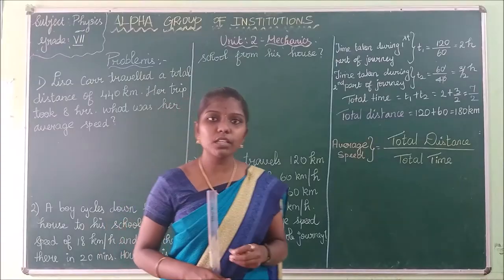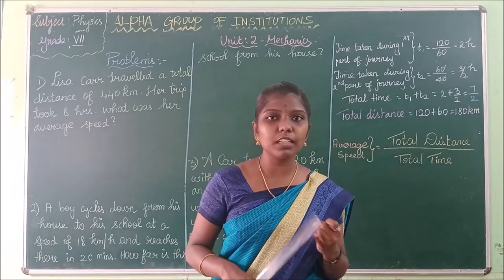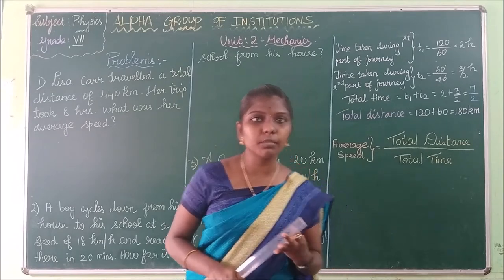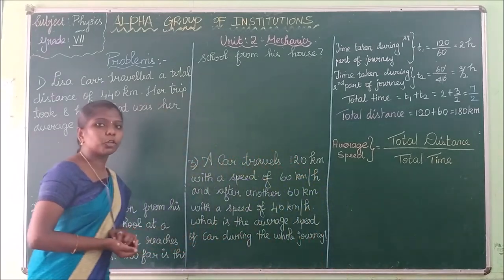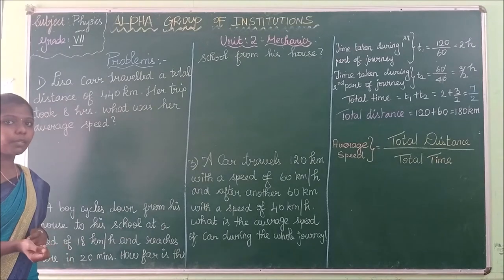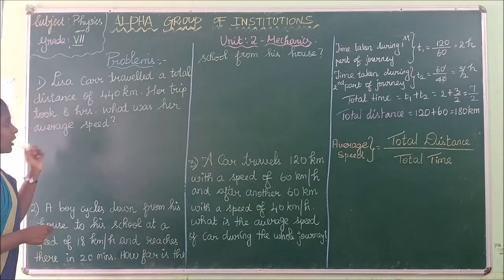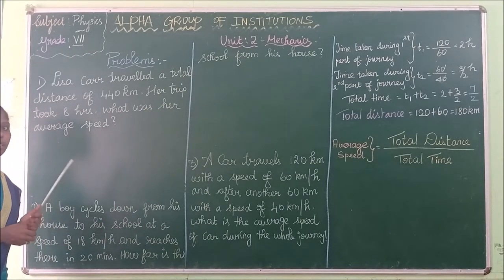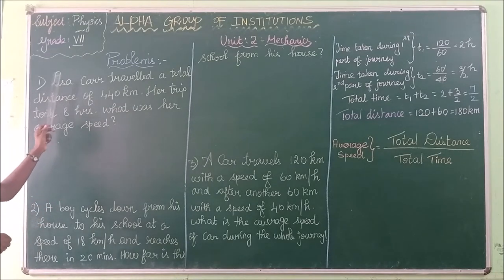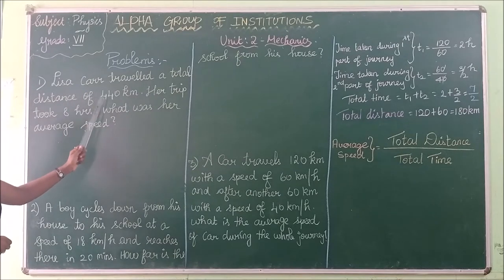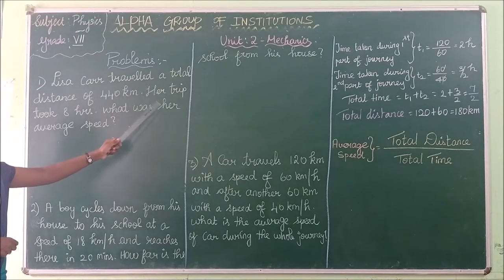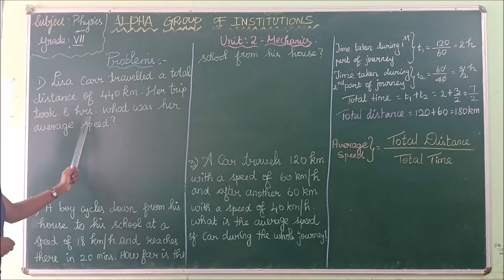We have seen various formulas to calculate speed, distance and time, right? Now we are going to solve the problems based on those three formulas. Listen carefully to the question for the first problem. A car traveled a total distance of 440 km. Her trip took 8 hours. What was her average speed?